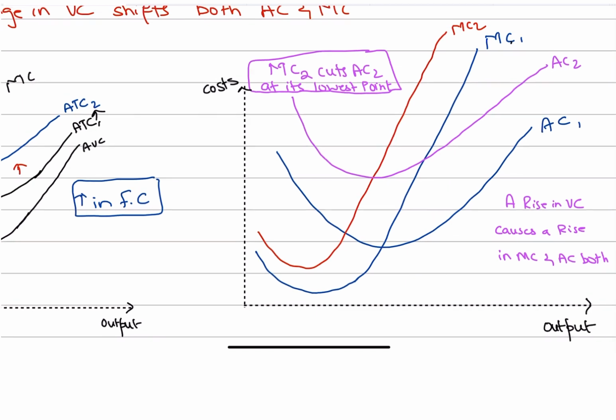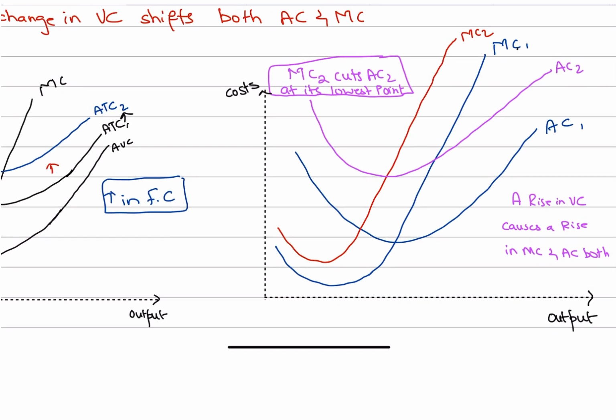Okay, so you can see that your average cost curve is shifting upwards as well, from AC1 to AC2. Since a rise in variable cost shifts both these cost curves, MC1 shifts to MC2 and AC1 shifts to AC2. So MC2 is cutting the average cost curve 2 at its lowest point. MC1 was cutting AC1 at its lowest point. We know that the marginal cost curve cuts the average cost curve at its lowest point. We've already studied those rules, right? So marginal cost curve MC2 would cut average cost 2 at its lowest point as well.